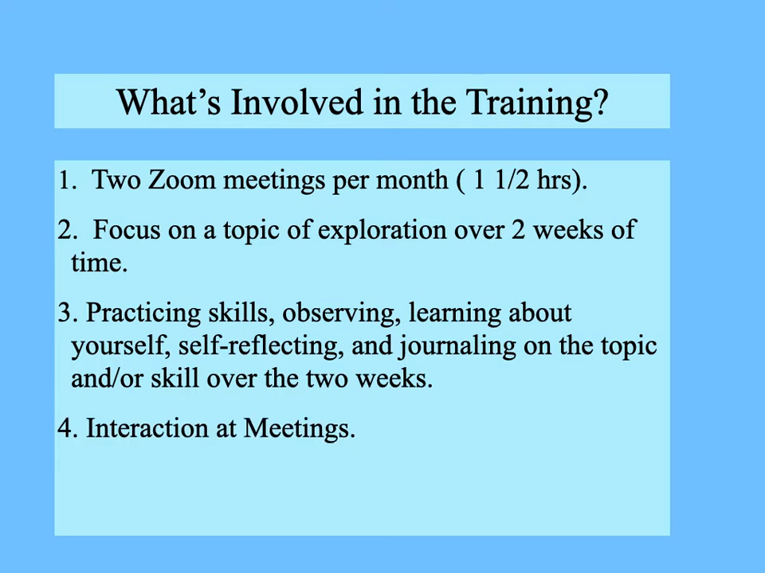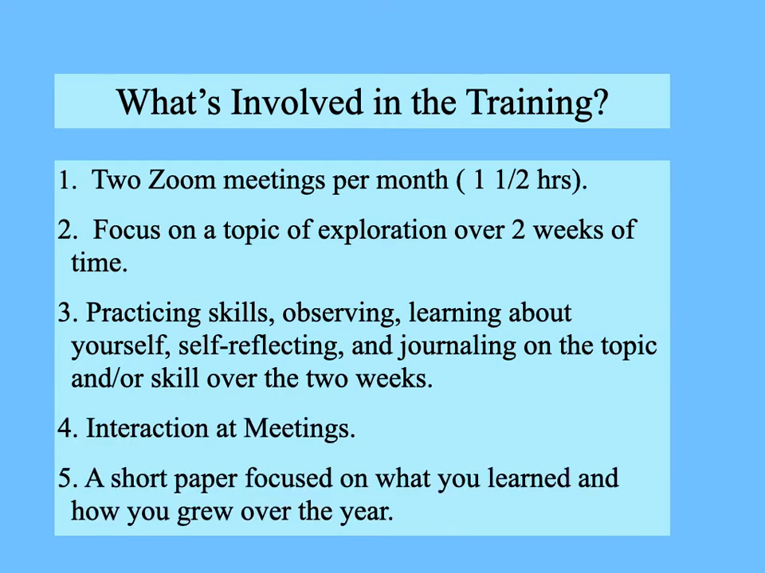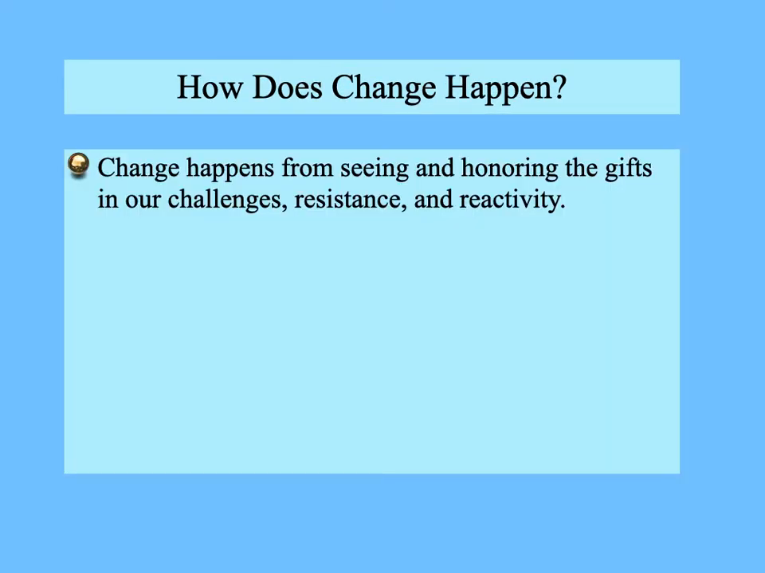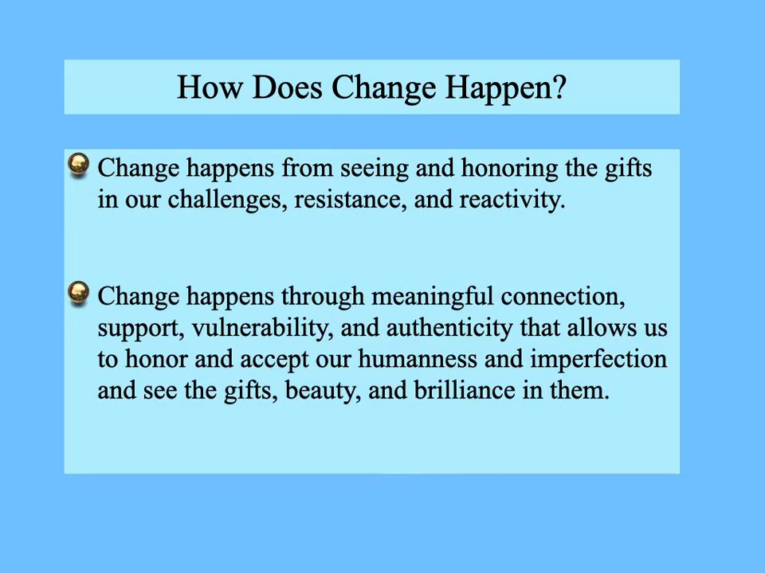And then there'll be interactions at meetings, and a short paper focused on what you learned and how you grew over the year. How does change happen? Change happens from seeing and honoring the gifts in our challenges, resistance, and reactivity. Change happens through meaningful connections, support, vulnerability, and authenticity that allows us to honor and accept our humanness and imperfection and see the gifts, beauty, and brilliance in them.